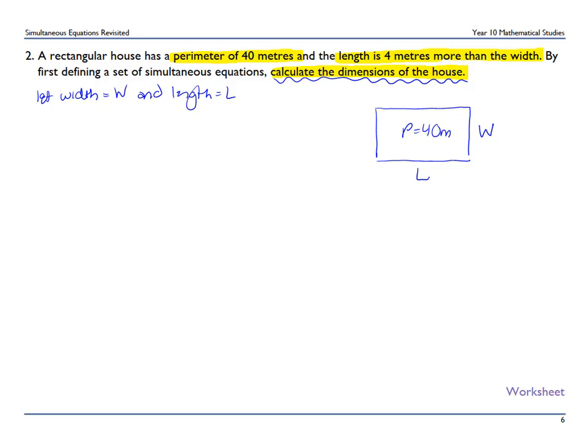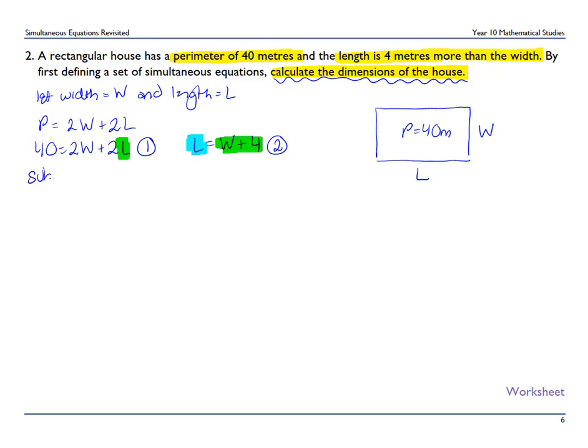Okay, so perimeter is 40 meters. Perimeter is 2 lots of W plus 2 lots of L. 40 equals 2W plus 2L. And then I've got my length is 4 meters more than my width. So length equals width plus 4. I now have two equations, and this second equation has L out on its own. Okay, so if I label equation 1, equation 2, I'm better substituting in. Okay, I need to put this W plus 4 where the L is.